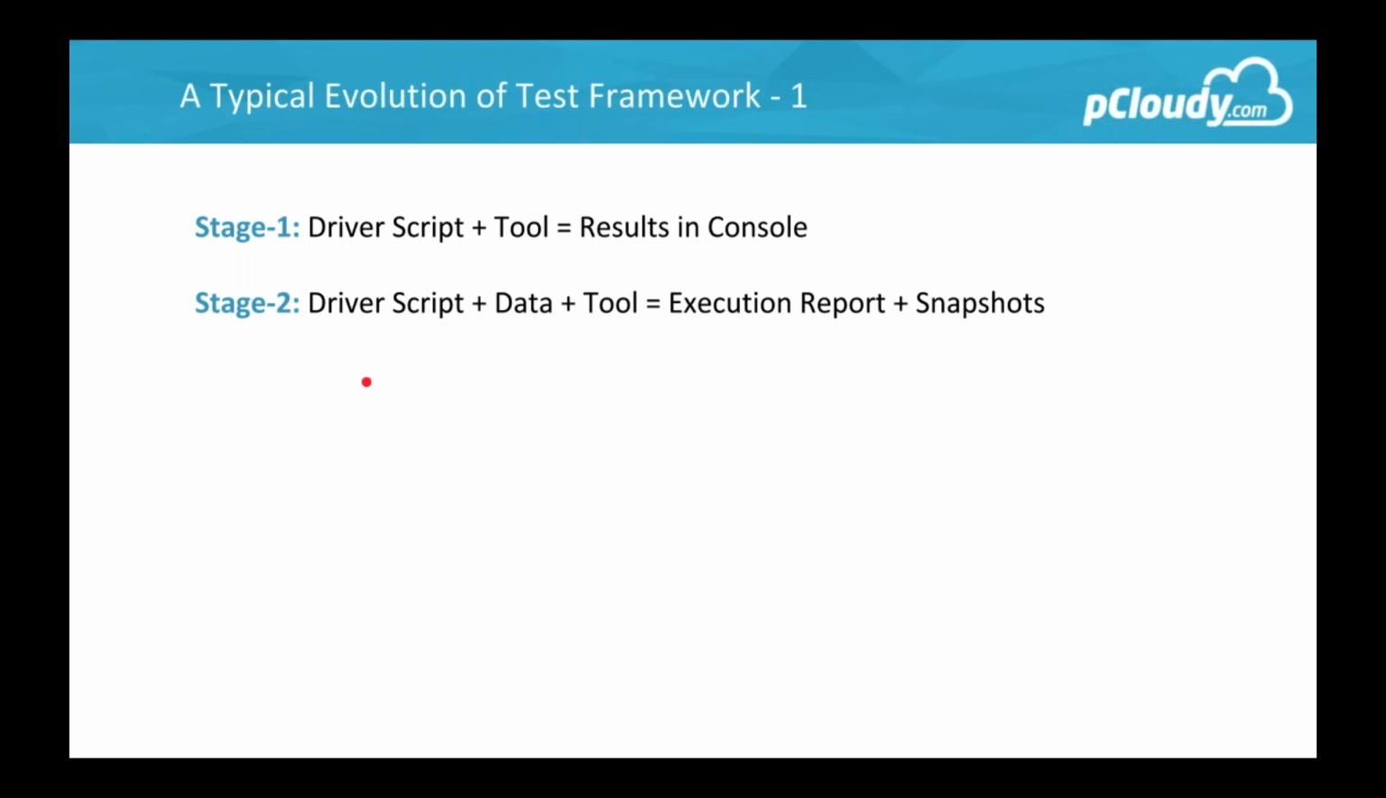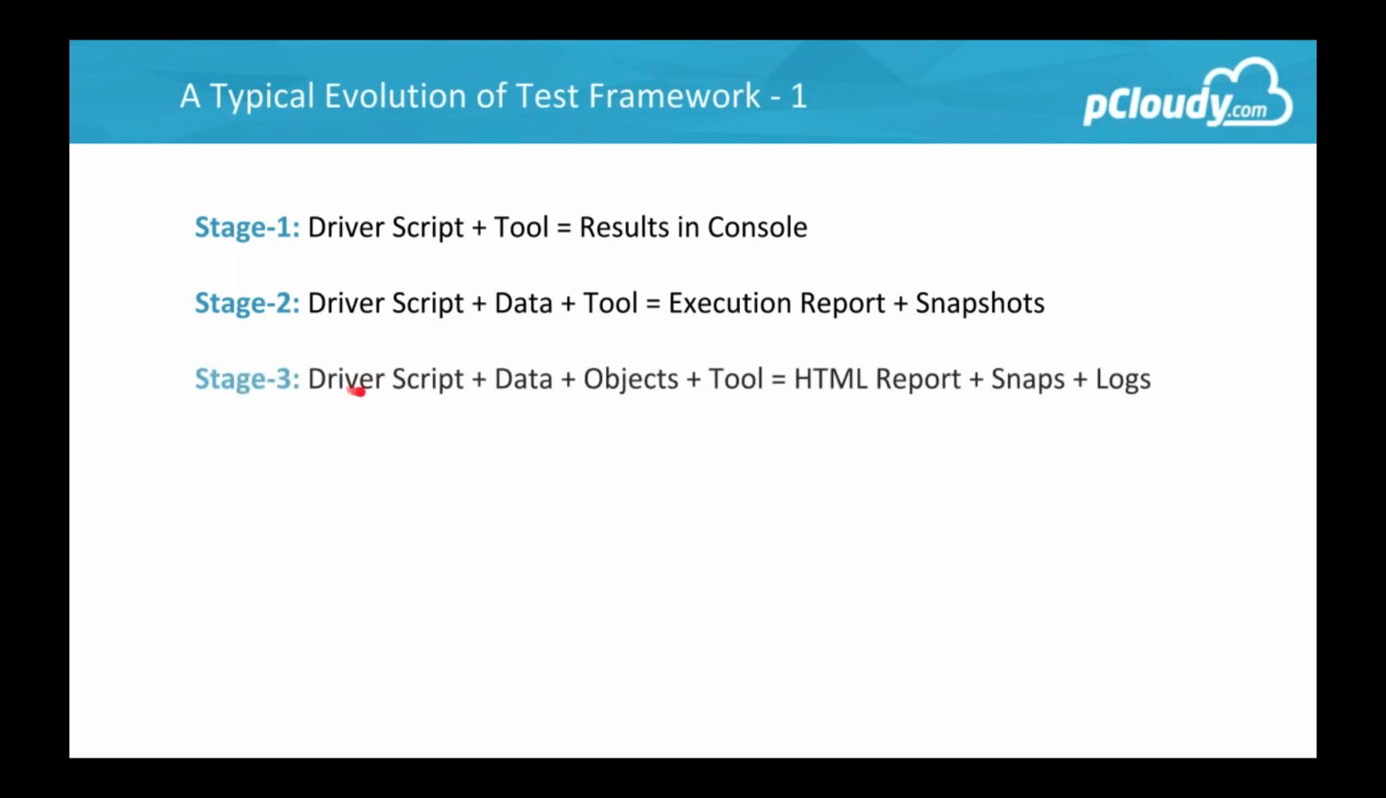So here comes our stage 3. Driver script plus data plus objects in other external files. Objects can be kept in either a page object model, or if they had to be separated out, then they can be kept in XMLs or maybe in Excel files as well, then the tool, which gives us HTML reports and snapshots as well as some logs. Much better. This looks much more promising than the previous two. At this point of time, it feels good to see your framework getting into shape. And yes, you can now brag a little about your achievement.